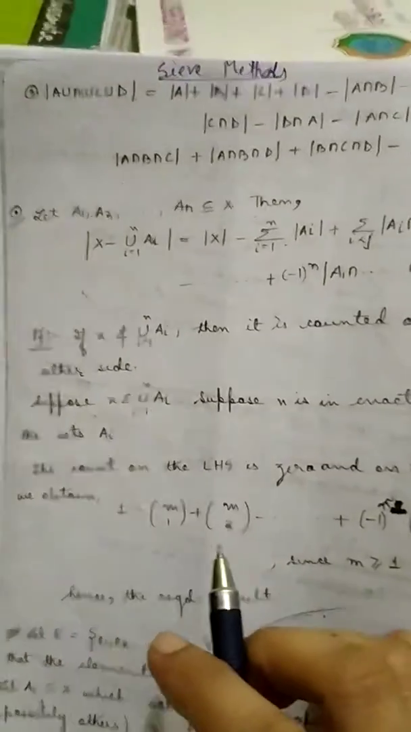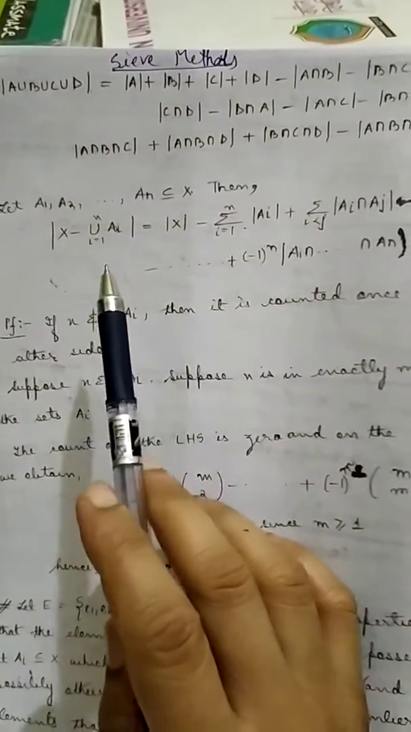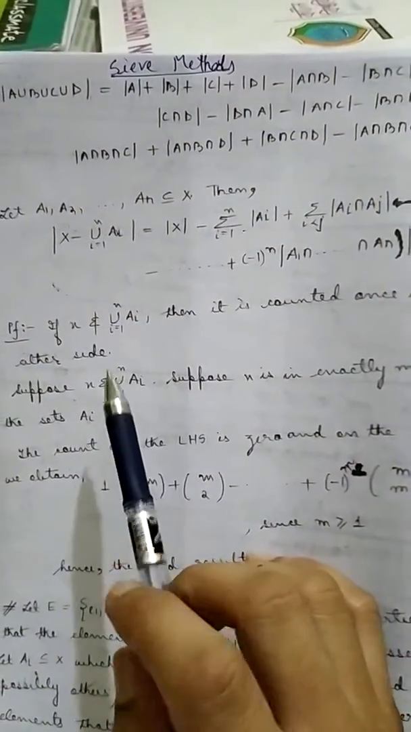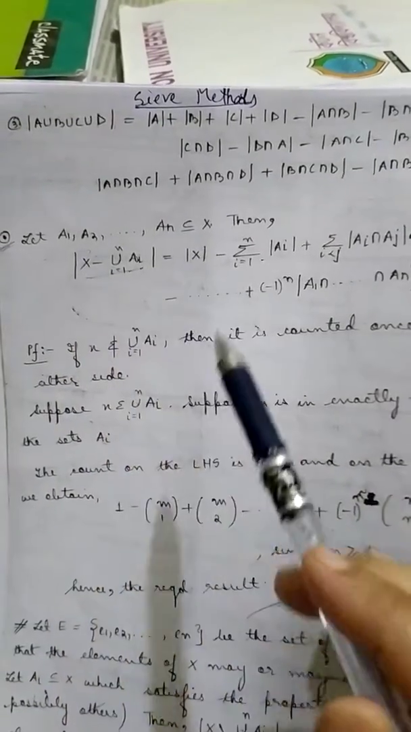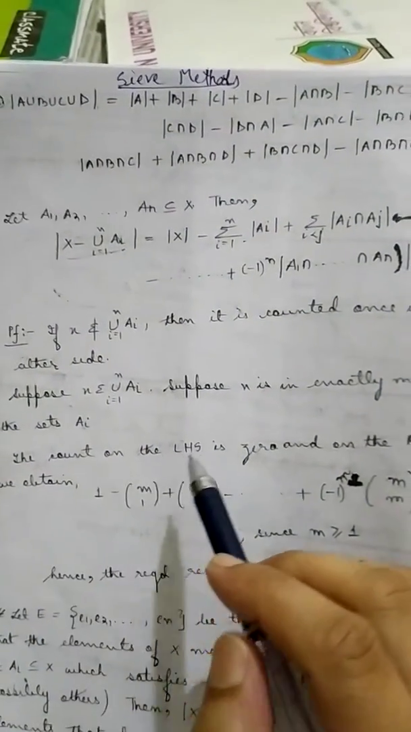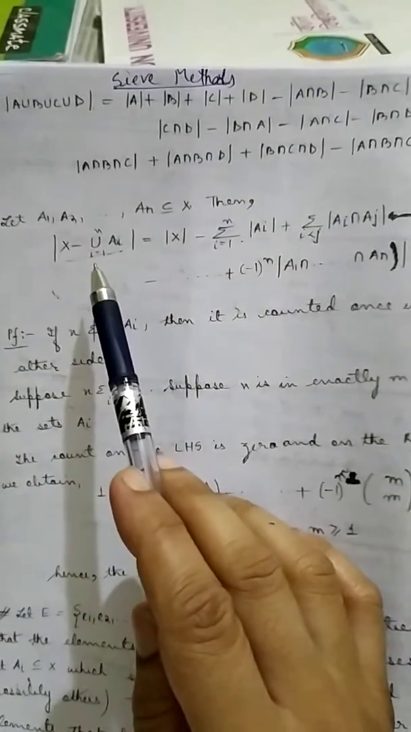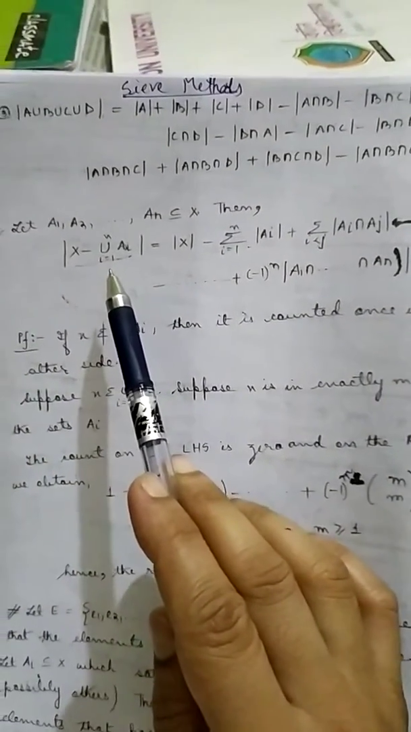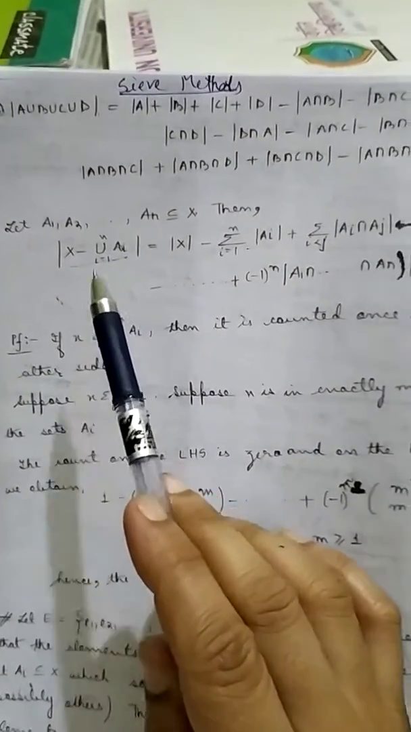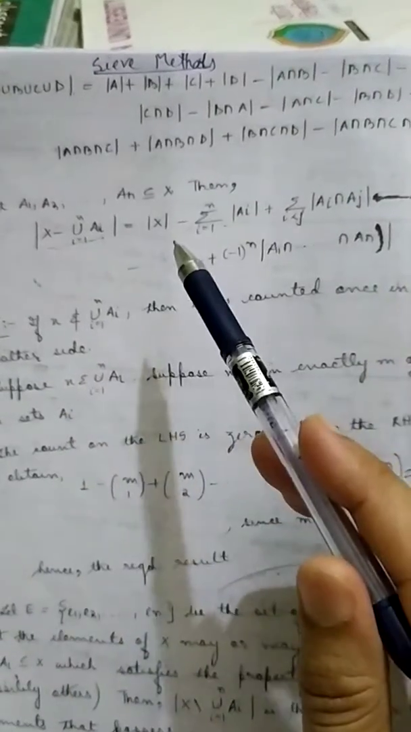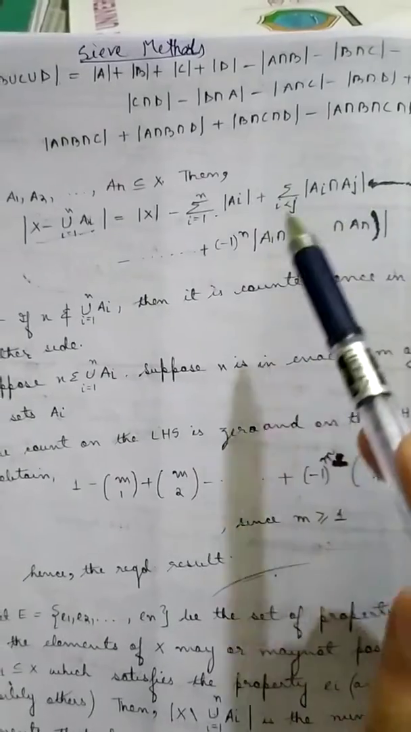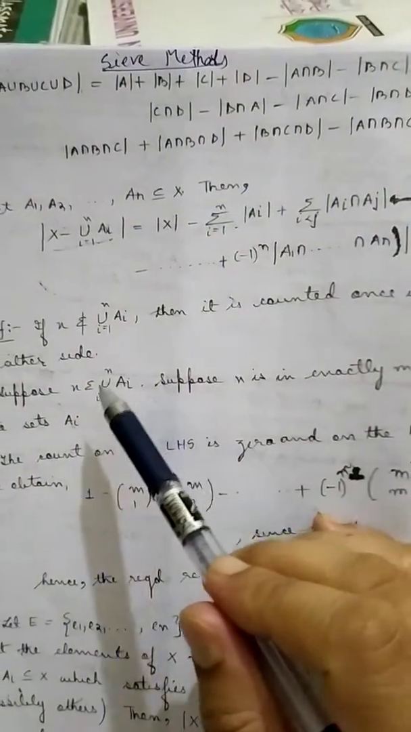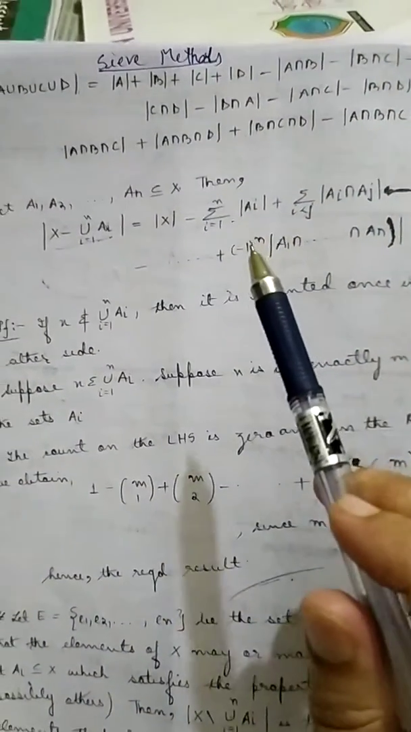Now you see in the left hand side, since x belongs to this union, therefore x does not belong to this part. So the count on the left hand side is 0 for that x. So we have to show that the count on the right hand side, for that particular x, is also equal to 0.